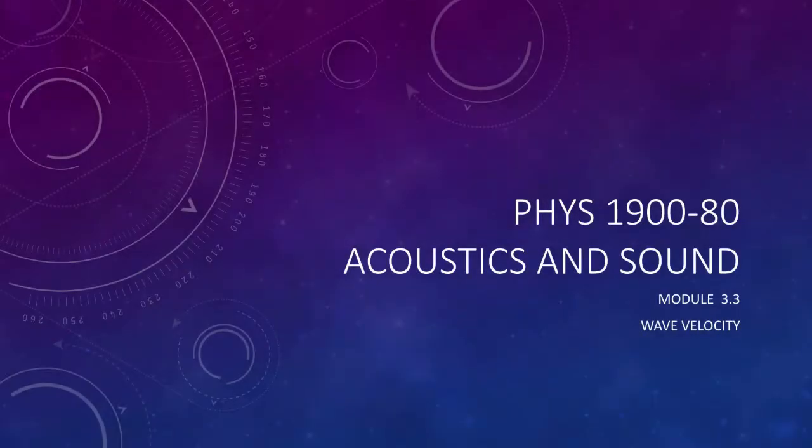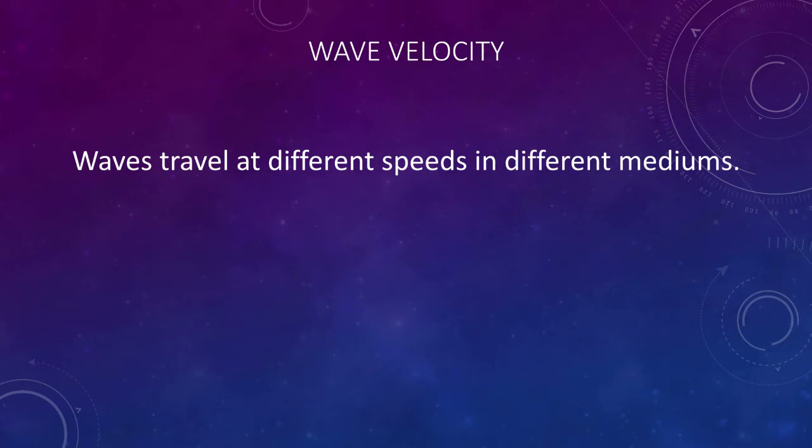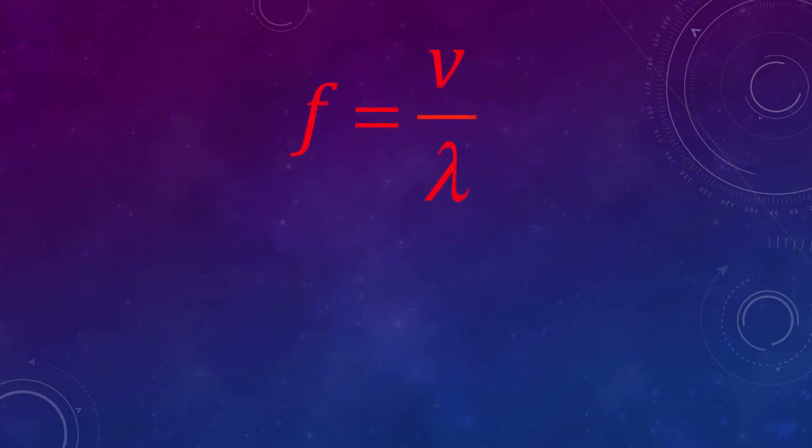Module 3.3, Wave Velocity. Every medium has its own wave propagation velocity. That means that waves will travel at different speeds in different mediums. Also, as long as the medium doesn't change its conditions, wave velocity will remain constant. Let's look at the wave equation.